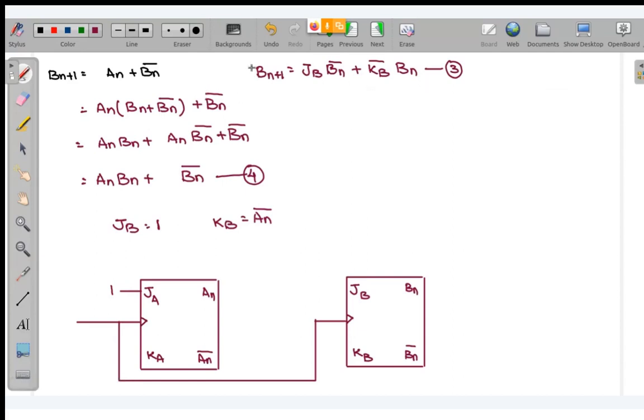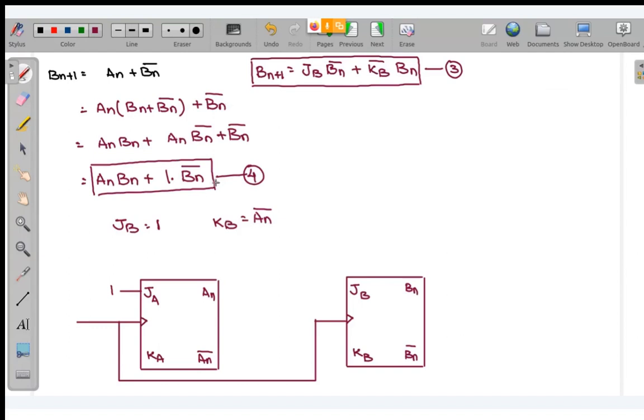Compare this to this one and this one over here. So you can see this is 1 dot Bn complement. So JB is 1 and Bn, KB is An complement. Why will it be An? Have I made some mistake or what? No.